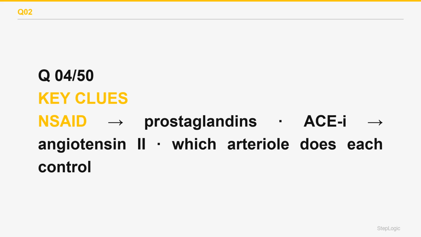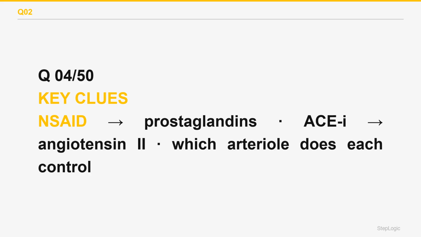Prostaglandins dilate the afferent arteriole, keeping flow in. NSAIDs block prostaglandin synthesis, so the afferent arteriole constricts and inflow falls. Angiotensin II constricts the efferent arteriole, holding pressure inside the tuft. ACE inhibitors remove that constriction, the efferent arteriole dilates, and glomerular pressure falls.